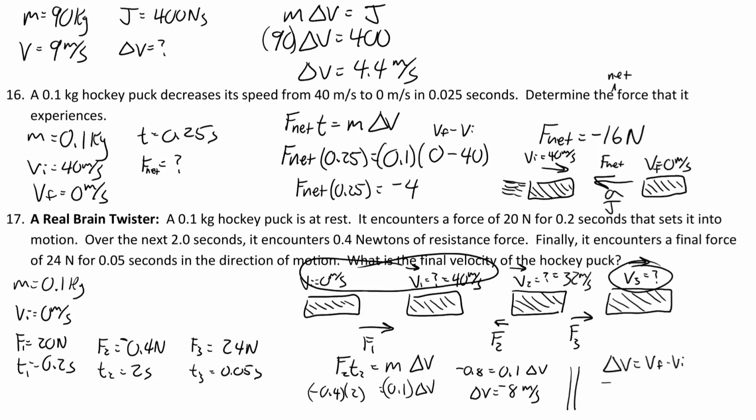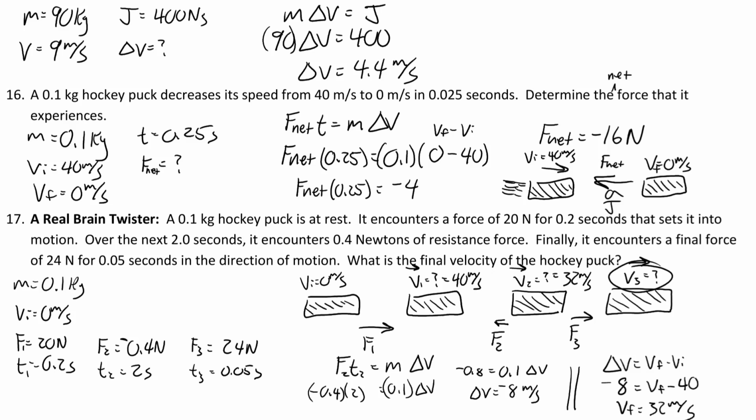But we started at 0 and changed our velocity by 40, so our final velocity was 40 there. Now you plug in your change in the velocity. We're looking for what our new velocity is. The initial velocity was 40 in the positive direction. So yeah, VF is equal to 32 meters per second.